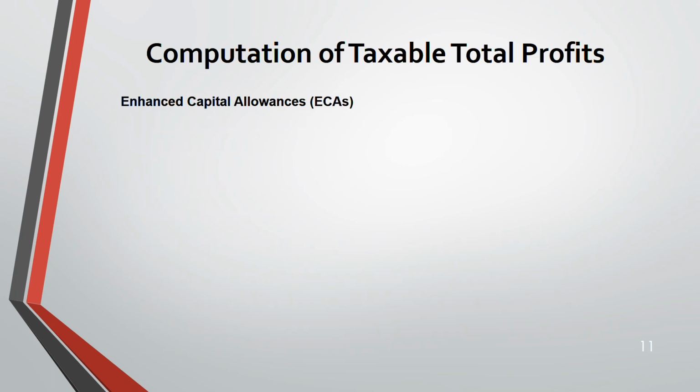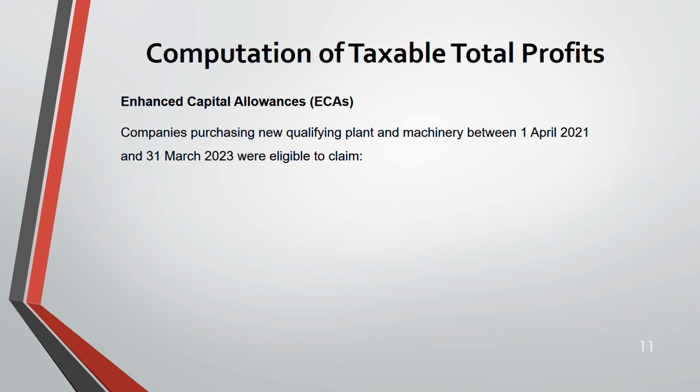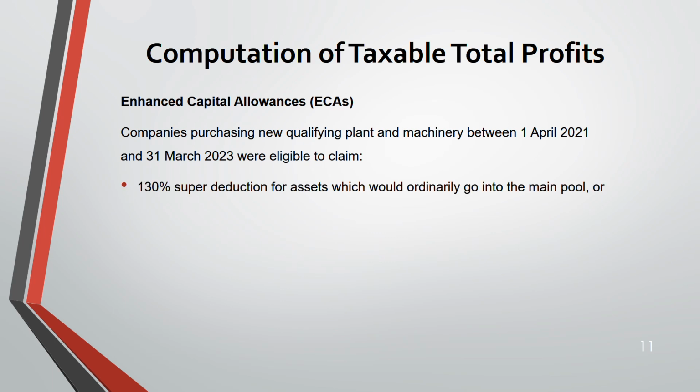Now, enhanced capital allowances. This is new. We didn't go through this term enhanced capital allowances. Capital allowances, yes, for sole traders. But for companies, we have ECA. This is only for companies. Purchasing new qualifying plant and machinery between 1st April 2021 and 31st March 2023 is eligible to claim this. Remember the dates and remember what you can claim. 130%, remember the percentage, 130% deduction for assets which go into the main pool, or 50% FYA for the special rate pool. 130% only if it goes to the main pool, or 50% FYA if it goes to the special rate pool.